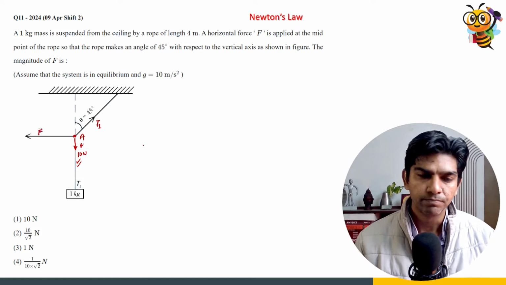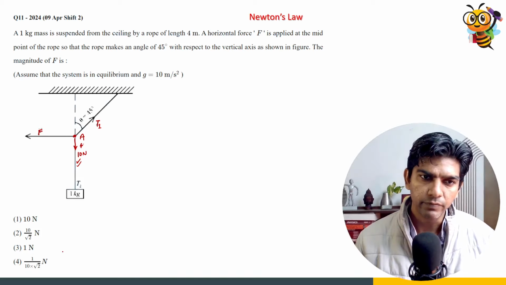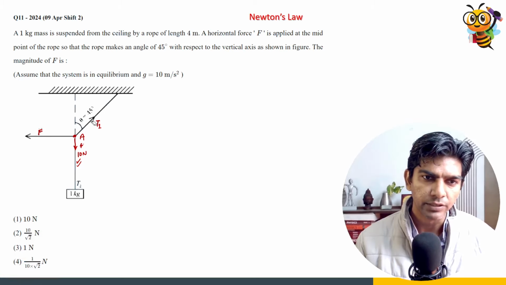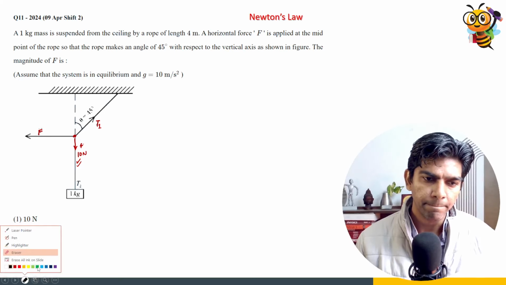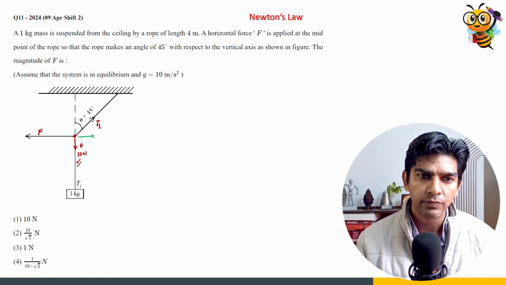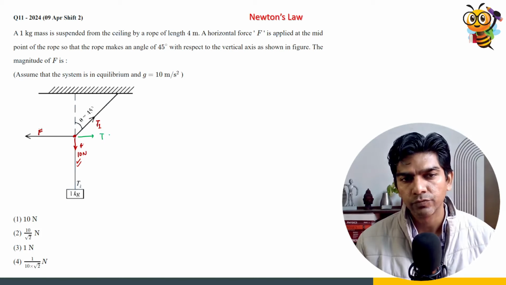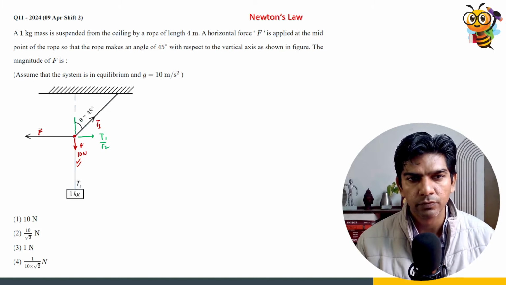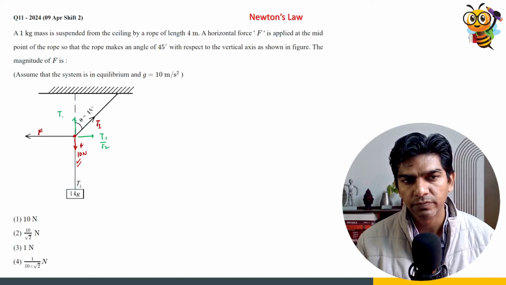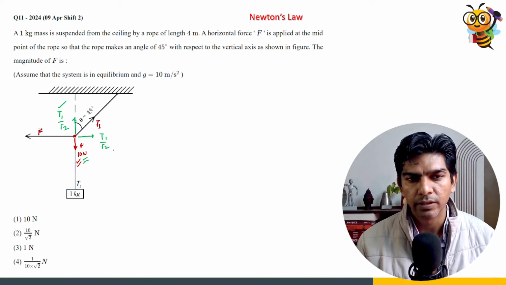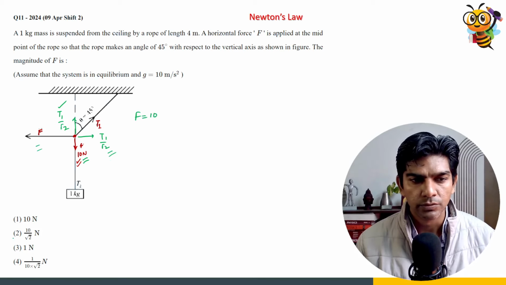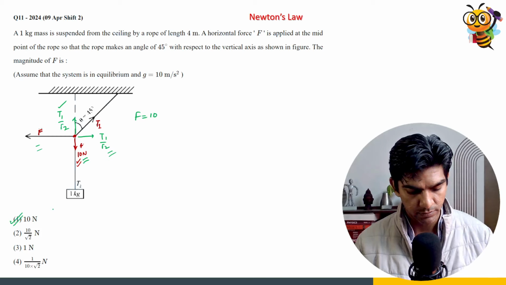So what we can do is split T1 in horizontal and vertical direction. This component will be T1 sine 45, which is nothing but T1 by root 2. And this component will be T1 cos 45, which is T1 by root 2. Now this T1 by root 2 will balance 10 Newton and this T1 by root 2 will balance F. So we can say F is equal to 10. So option 1 is the right answer.